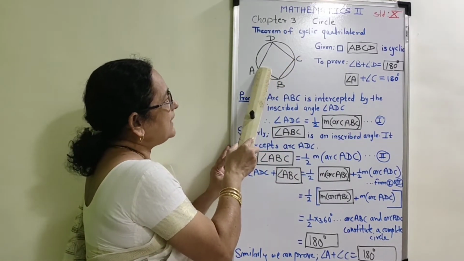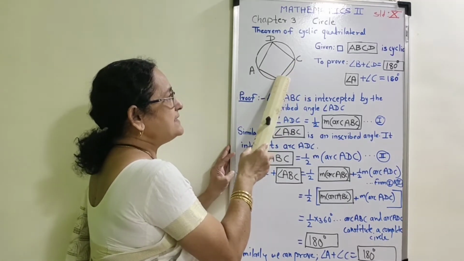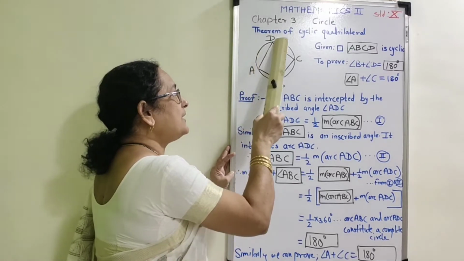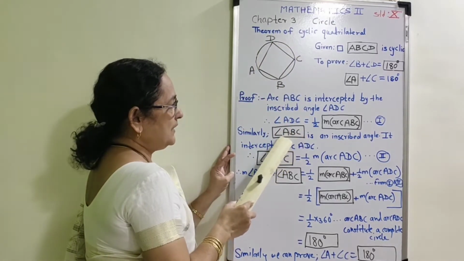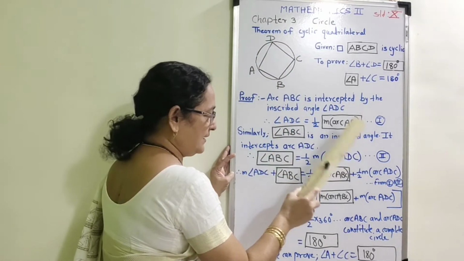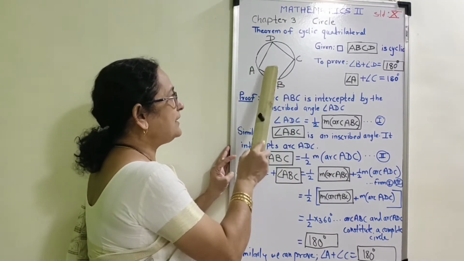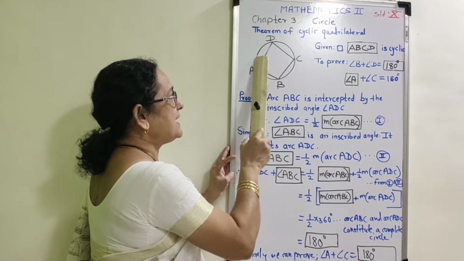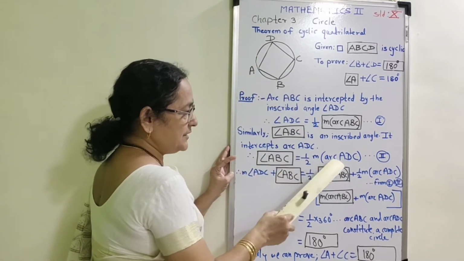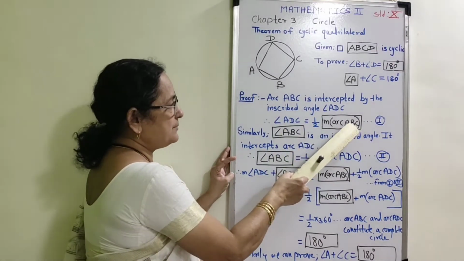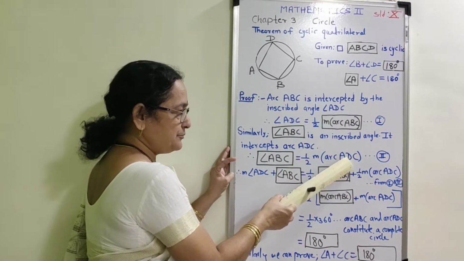Next, we have taken angle ABC, which is inscribed, and the intercepted arc is ADC. Now ABC is an inscribed angle and intercepts arc ADC. The measure of angle ABC is exactly half of its intercepted arc, that is, measure of arc ADC. This is our statement number 1, and this one is our statement number 2.